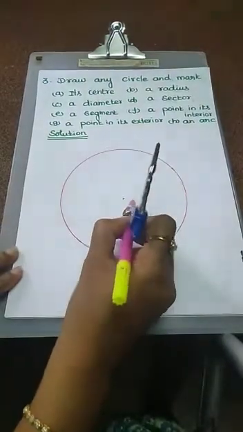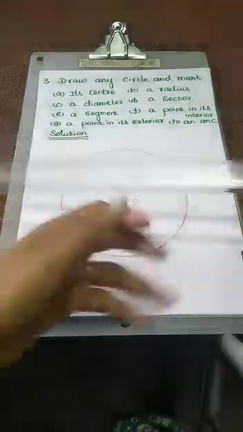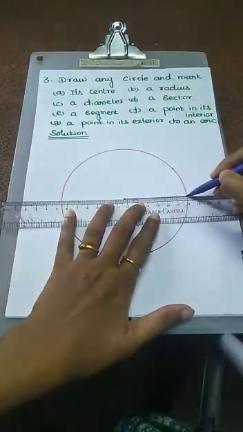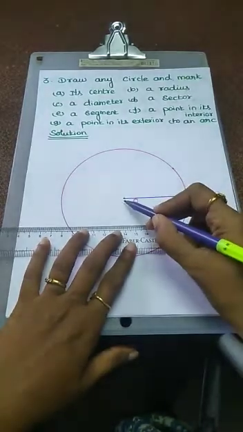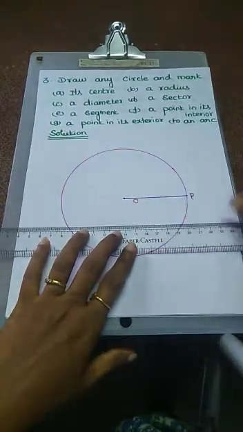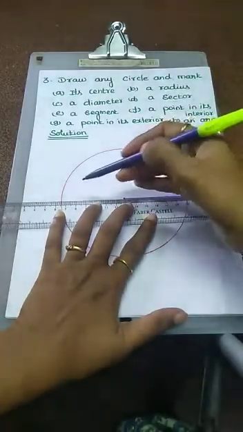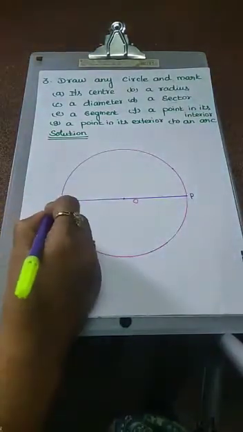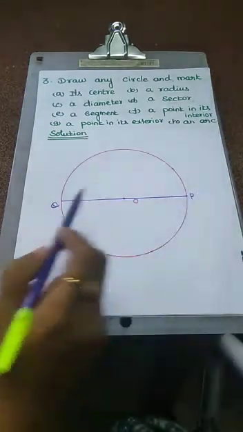O is the center of the circle. Next, what is the second one? We are going to draw one radius. This point is P. P is on the circle. O is the center of the circle. OP is a radius. The third one is the diameter. We just extend this line, and that is the diameter. Give it a name: this is Q. So O is the center of the circle, OP is the radius, PQ is the diameter.